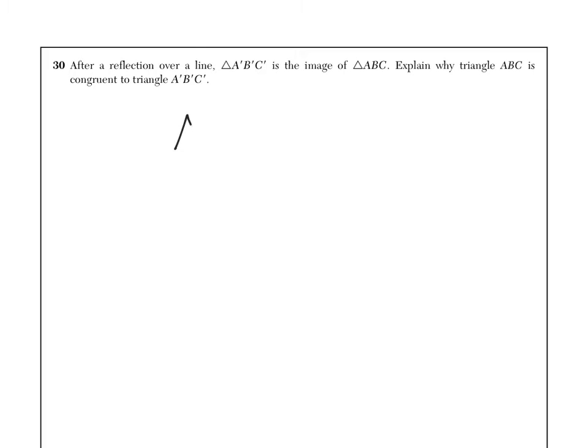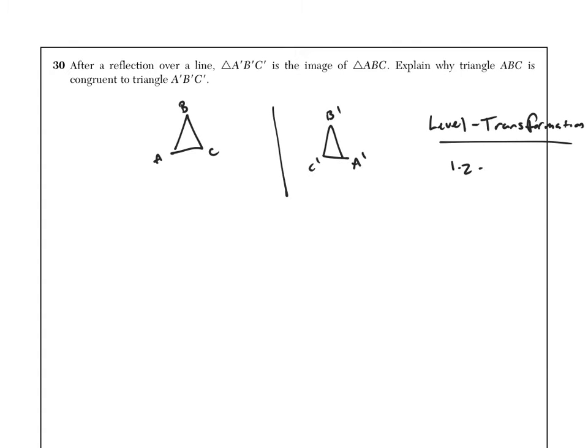Well, let's just draw a quick little picture here. So we have ABC, it's reflected over a line, and A prime would be here, B prime would end up here, and C prime here. Now, how do I know these two triangles are congruent? Well, we should know this straight up. This is from level 1, transformations, and you learned about this directly in lesson 1.2. And the name of that is transformations.